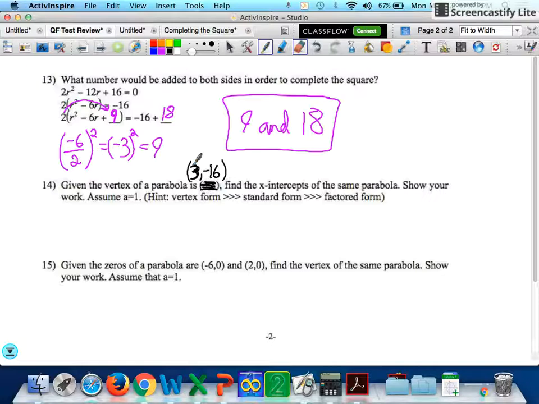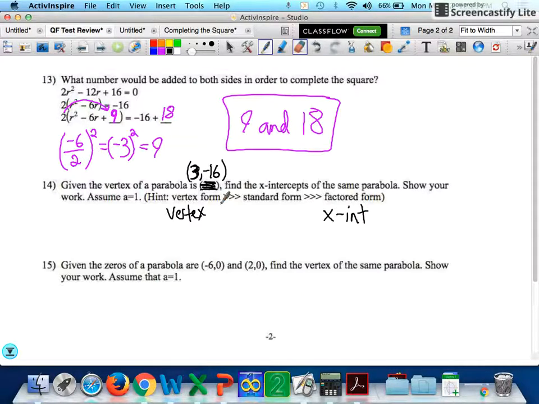This was just kind of a, hey, refresh your memory. That way I didn't have to help every single person whenever they got this one, because it's such a difficult question. Just a little jog your memory saying, hey, go from vertex to standard to factor, because we're starting out with the information of our vertex, and we want to end up with these x-intercepts. That's what the question asks for, and that means vertex to factored form.